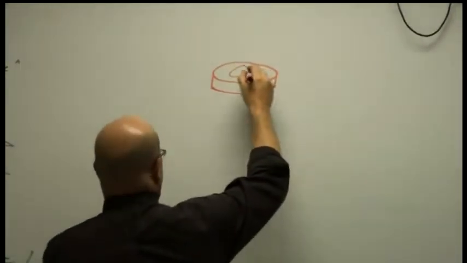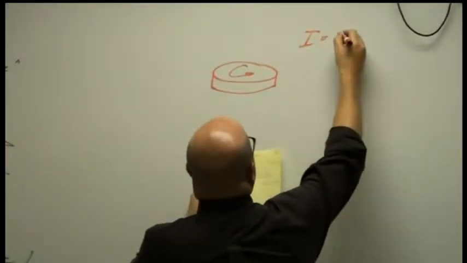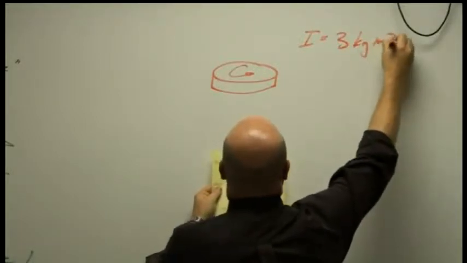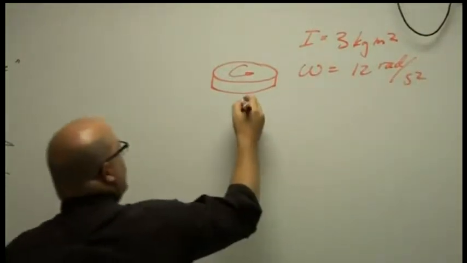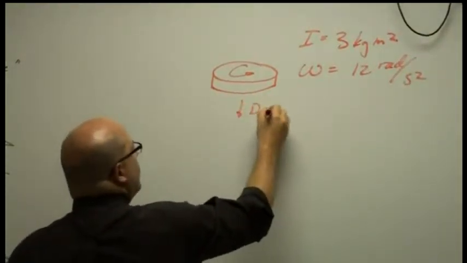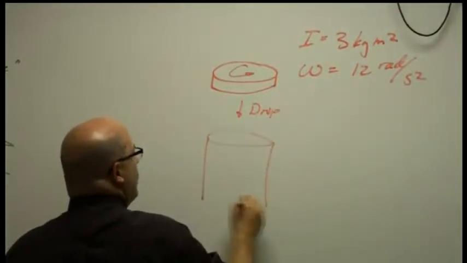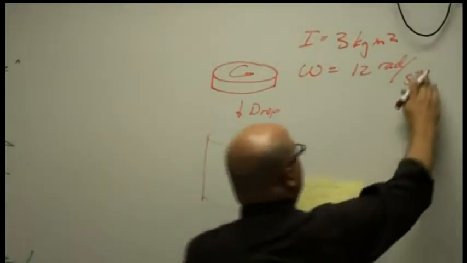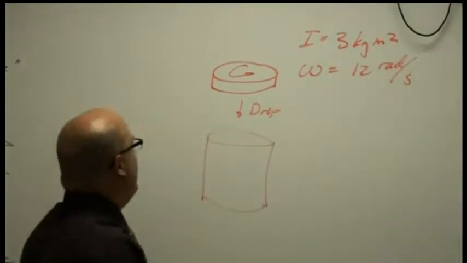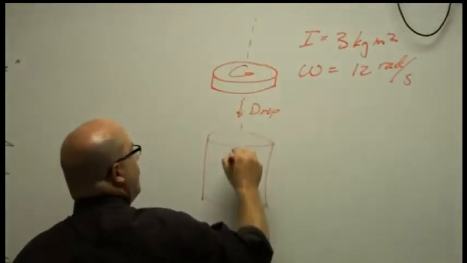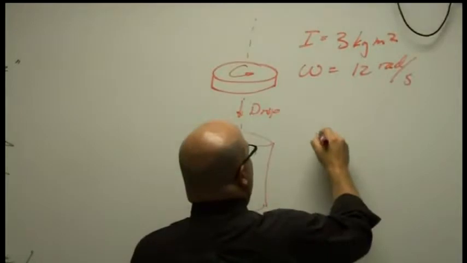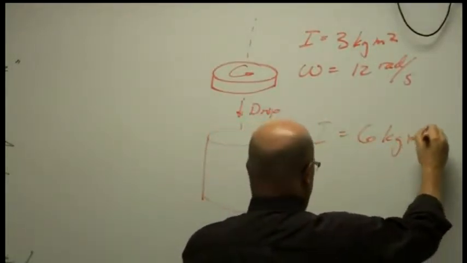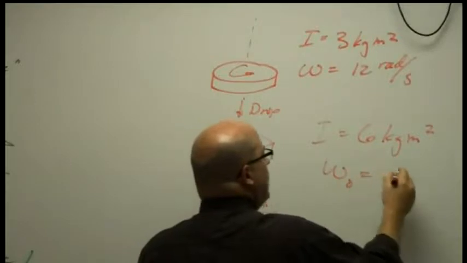Okay, let's say we have a rotating disc. The moment of inertia of this disc is 3 kg-meters squared. The angular velocity of it is 12 rads per second. You're going to drop this onto another one, both of them free to rotate. The moment of inertia of this one is 6 kg-meters squared with an initial angular velocity of 0.